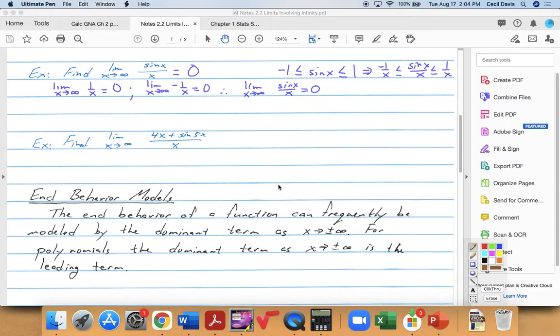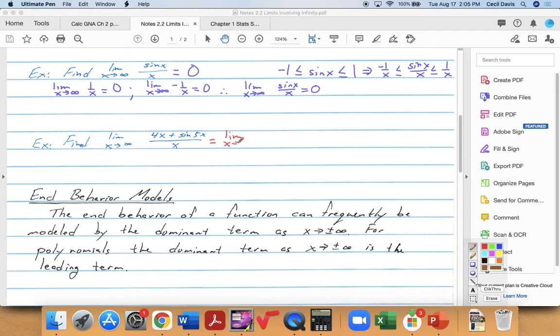Pardon? You can't factor an x out of this because it's not sine times 5x. It's sine of 5x. Oh, we can't move the 4x. Make it 4x over x plus sine of 5x over x. Indeed.